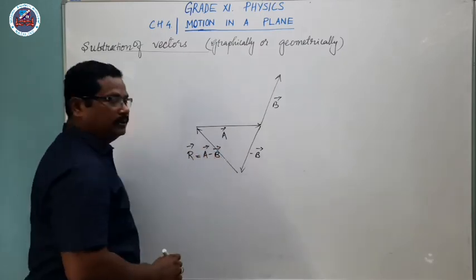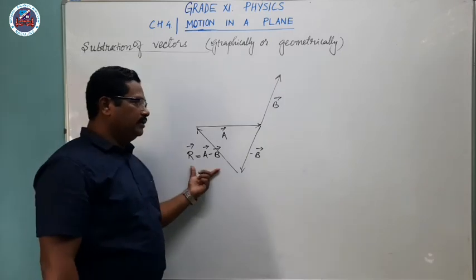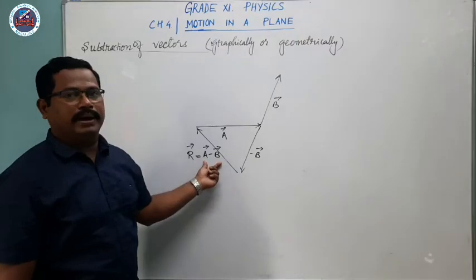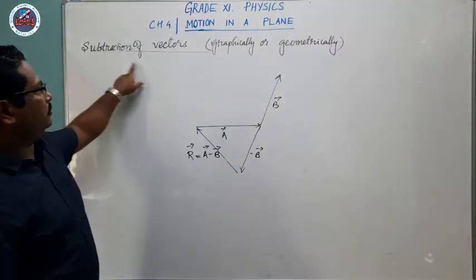It is very simple. You can see here. Actually, we are adding only, but one vector we have reversed. Then it will come as minus, and then we call it the subtraction of vectors.